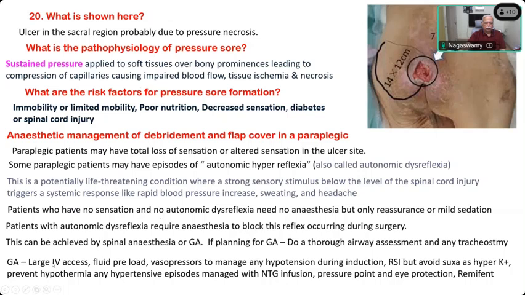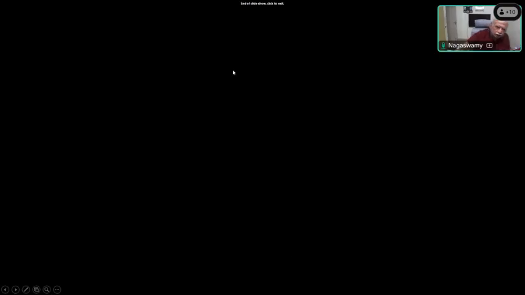And you have to have a good IV access, fluid preload, vasopressors to manage any hypotension during induction, and they may have GERD also. So RSI, avoid succinylcholine, because prolonged bedridden patients also are potential candidates to go in for hyperkalemia. And to prevent hypothermia or hypertensive episodes, manage with NTG infusion, pressure point care, and eye protection, and remifentanil. Okay, so these are all the things that I have to show you.